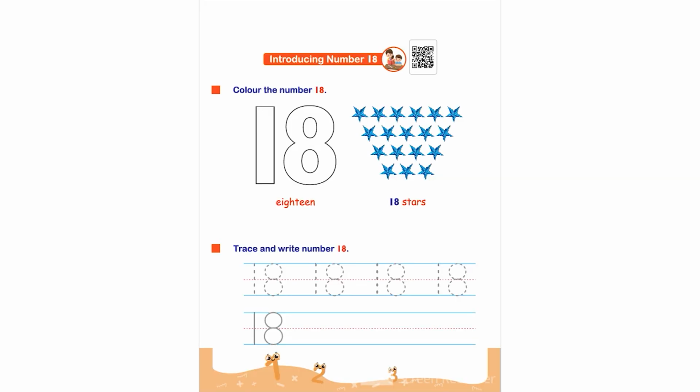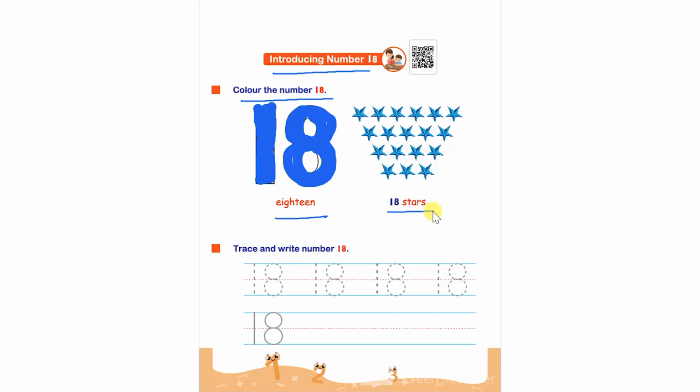Hello everyone. In this worksheet, the topic is introducing number 18. Over here, color the number 18. So first of all, the child has to color the number 18 which is given over here. And after that, they have to read the number 18 in words which is given below over here. After that, please emphasize them to look at the 18 stars given over here. Post that, they have to trace and write the number 18.